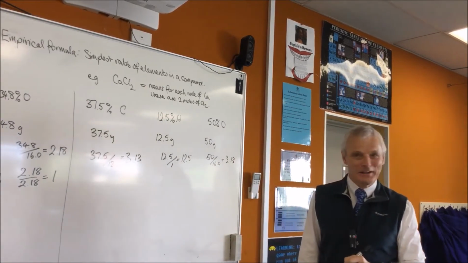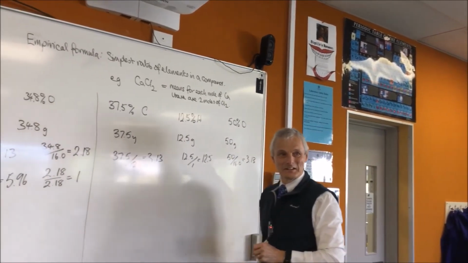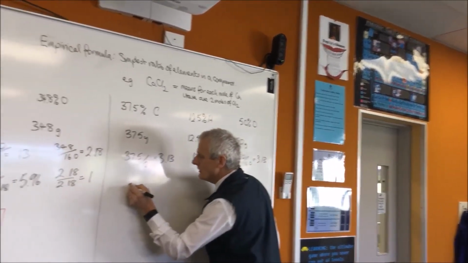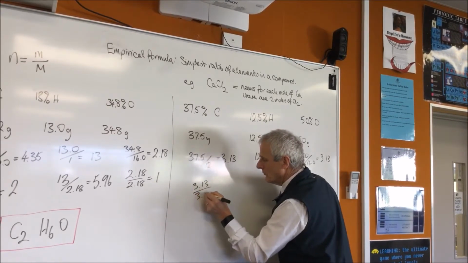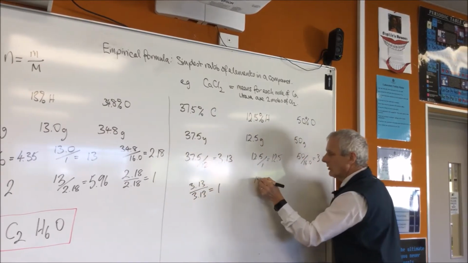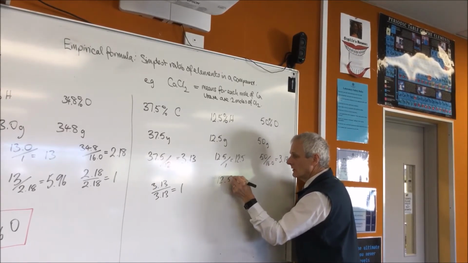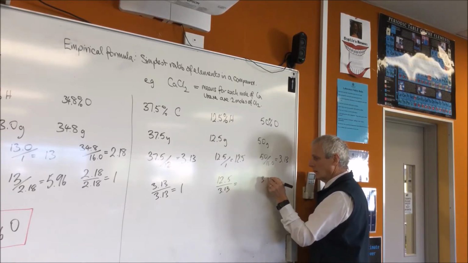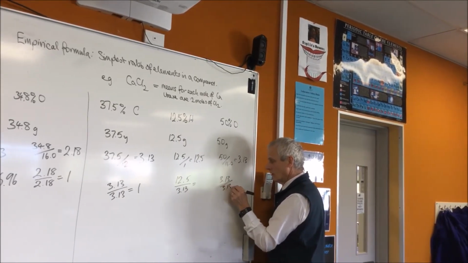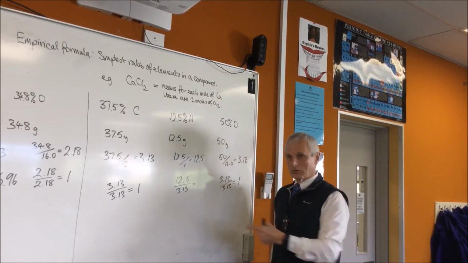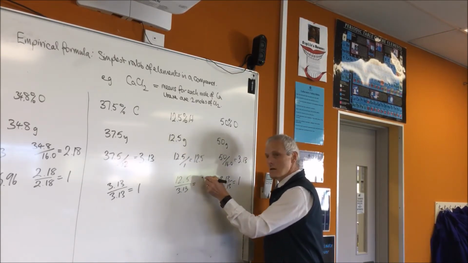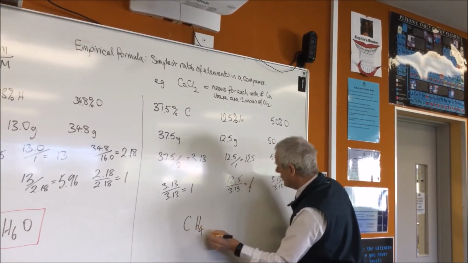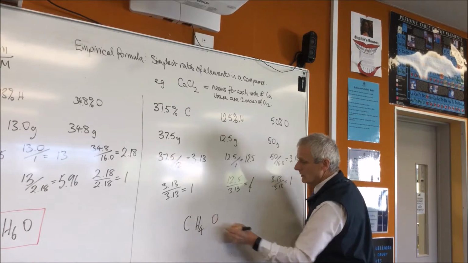So what am I going to divide by? Yep, so divide by 3.13. Somebody could do the middle one for me, and I'll do the outer two. 12.5 divided by 3.13. What's this one? 4. So you've got CH4. Okay.